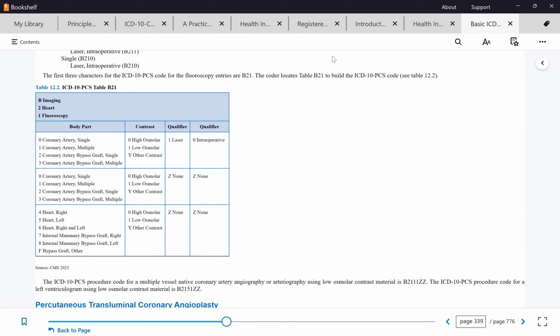And again, you can see here the first three characters, B21. And then for the coronary artery single, multiple, if there is a graft, so sometimes they'll refer to a native artery as opposed to a graft, and so on. So very important to read the documentation thoroughly under the fluoroscopy entries.